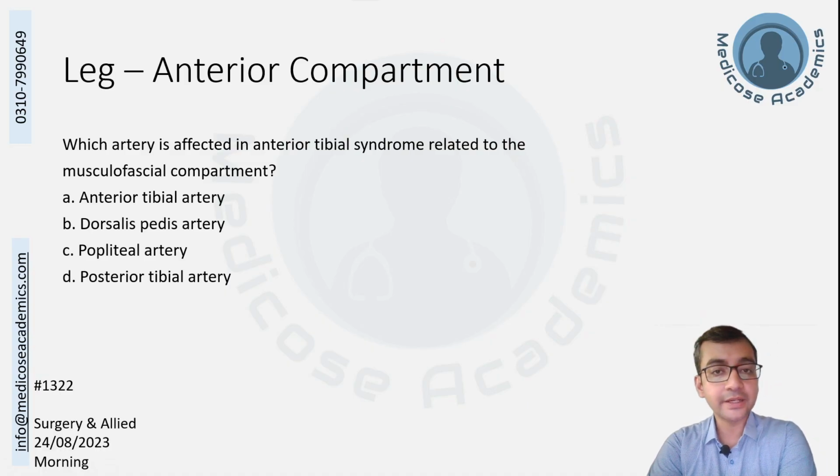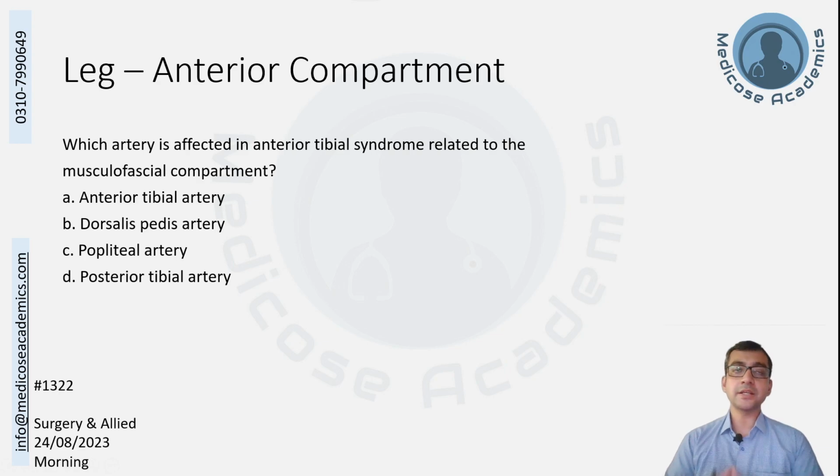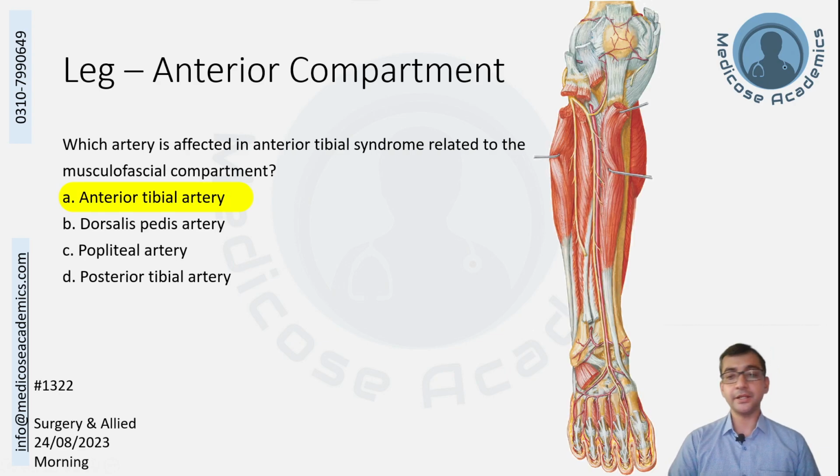Which artery is affected in anterior tibial syndrome related to the musculofascial compartment? The artery related to the anterior compartment is the anterior tibial artery. In anterior compartment syndrome, that artery gets compressed and the supply of the anterior compartment and the dorsum of the foot is compromised. You can figure it out by checking the pulse of the dorsalis pedis artery, right here.